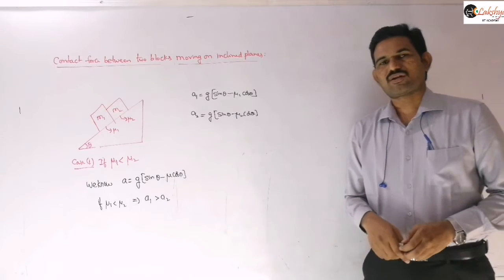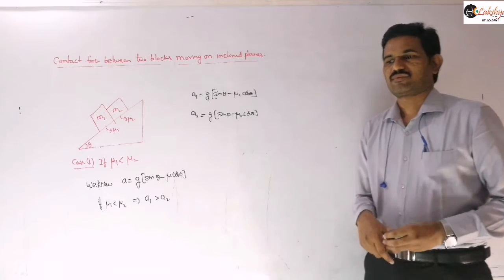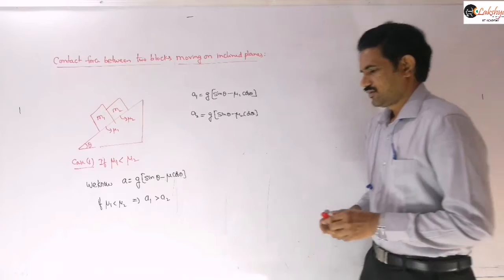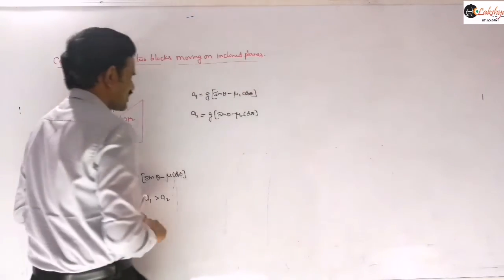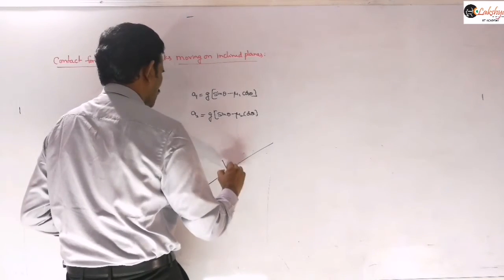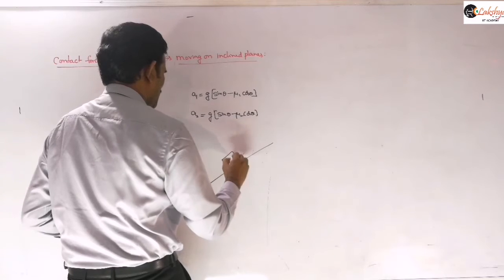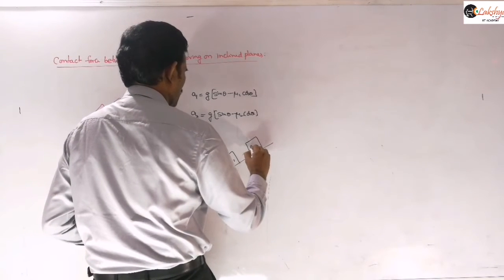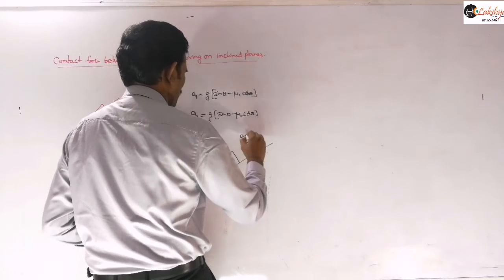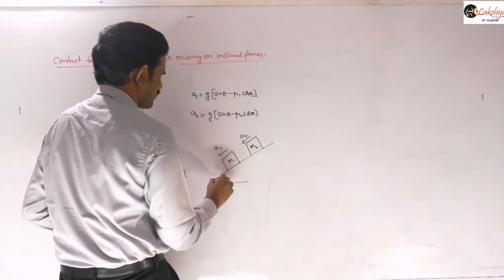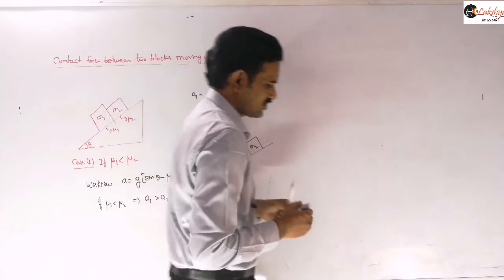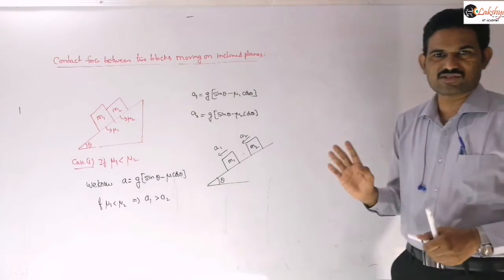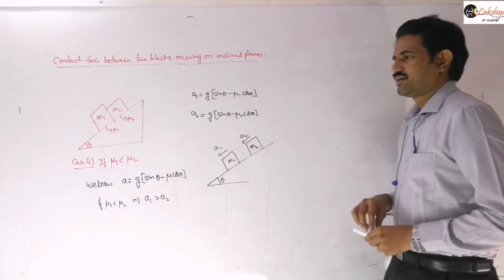And so the contact force between the blocks is 0. Contact force between the blocks is 0 means both the blocks will separate from each other. So this is M1, moving with some acceleration A1. Then this block M2 is moving with some acceleration A2. So this will be the situation here. Then both will separate from each other, and the contact force between them will be 0. So that is the one case here.